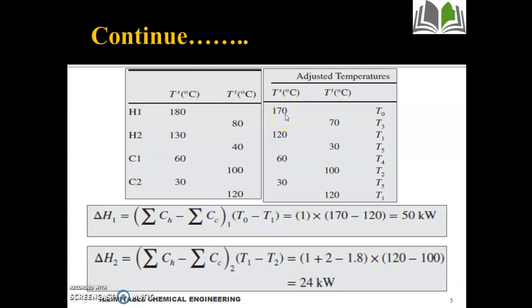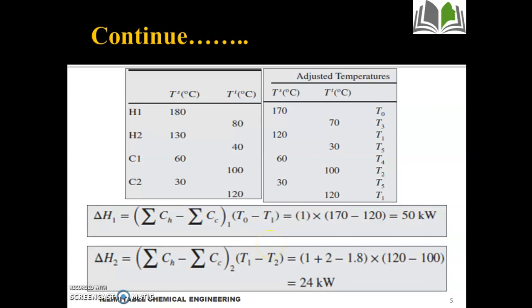Now 80 minus 10 means 70 degrees Celsius. For H2 we write 130 minus 10 is 120 degrees Celsius, and 40 minus 10 means 30 degrees Celsius. For cold streams we write the temperatures as they are, we do not subtract delta T minimum. So 60, 100, 30 and 120.